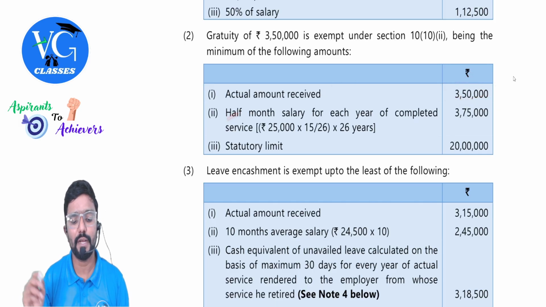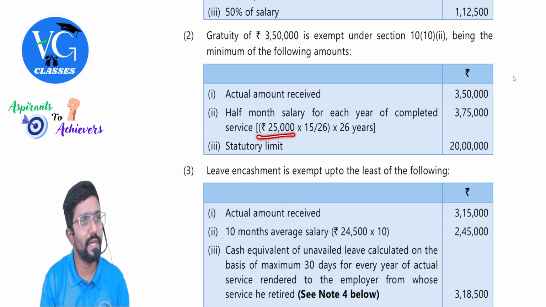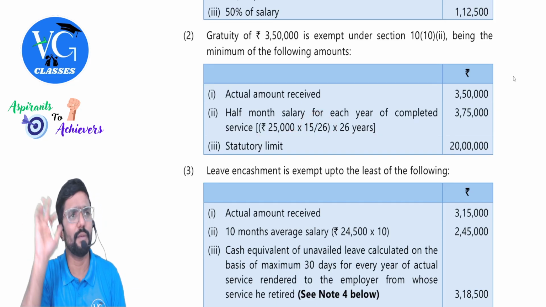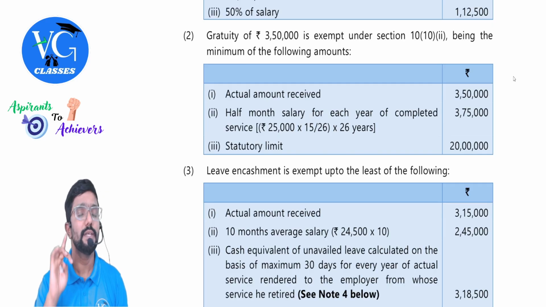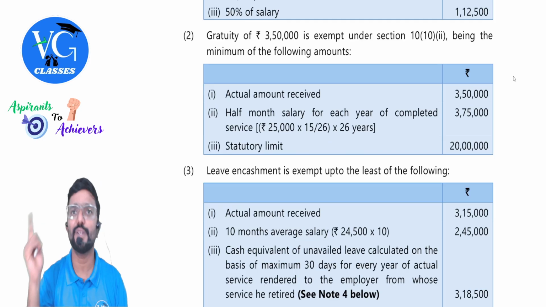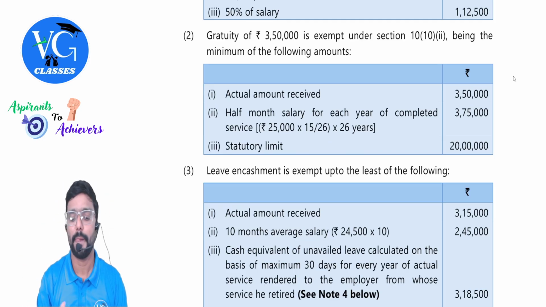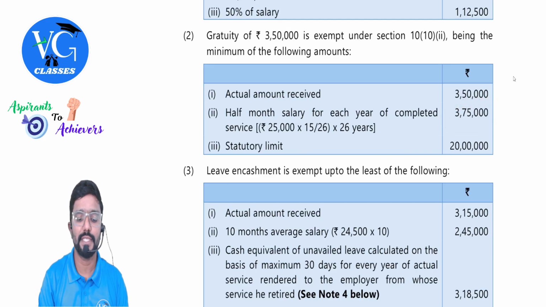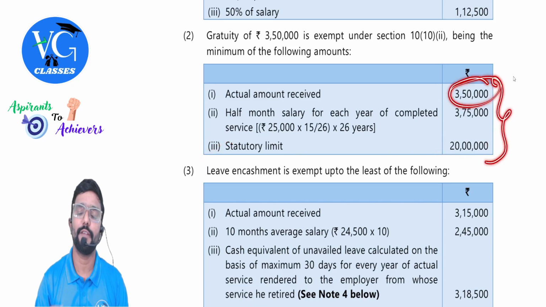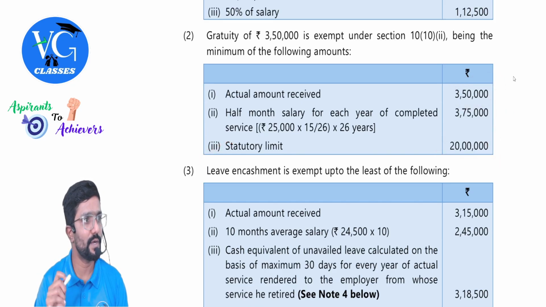Half month salary for each completed year, for which you have to take only basic pay. Okay, 25,000 into 15 by 26 into 26 years. Ignore the months. See, the month has to be rounded up only if it is more than 6 months. It is only 1 month, so ignore. So it comes to 3.75 lakh. Statutory limit is 20 lakh. Whichever is lower, 3.50 lakh. Full amount is exempt.